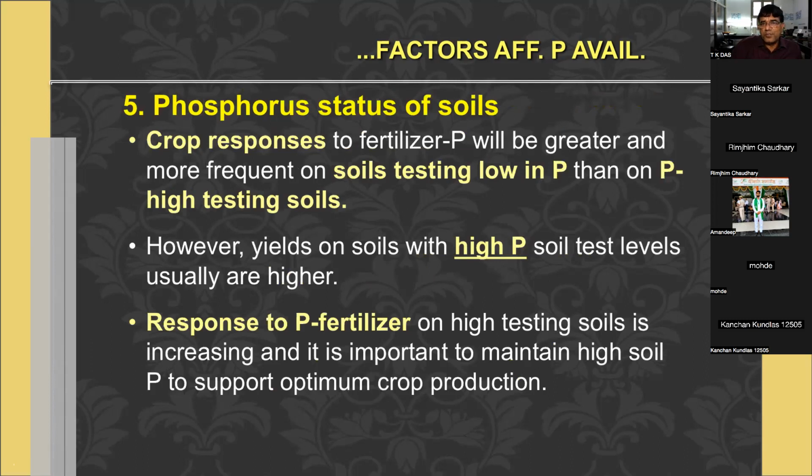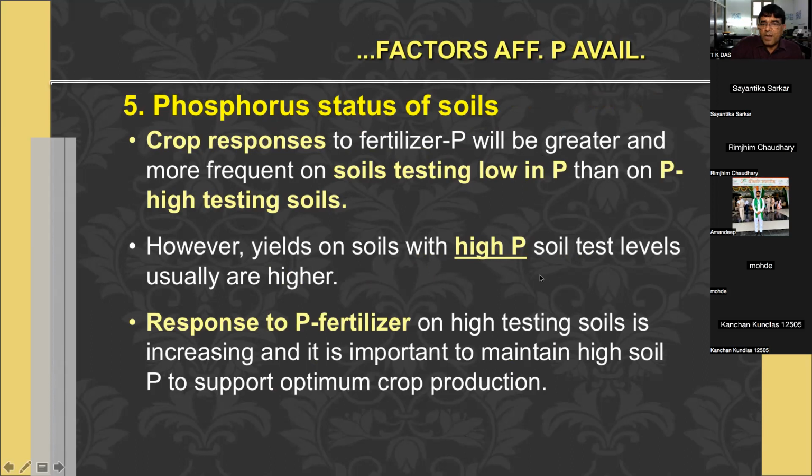Phosphorus status of the soil. If your soils are inherently poor in phosphorus, the availability of phosphorus will be low. If they have more organic matter content, then they can provide more phosphorus. So, simple to explain: crop responses to fertilizer P will be greater and more frequent on soils testing low in P than on soils testing high in phosphorus.